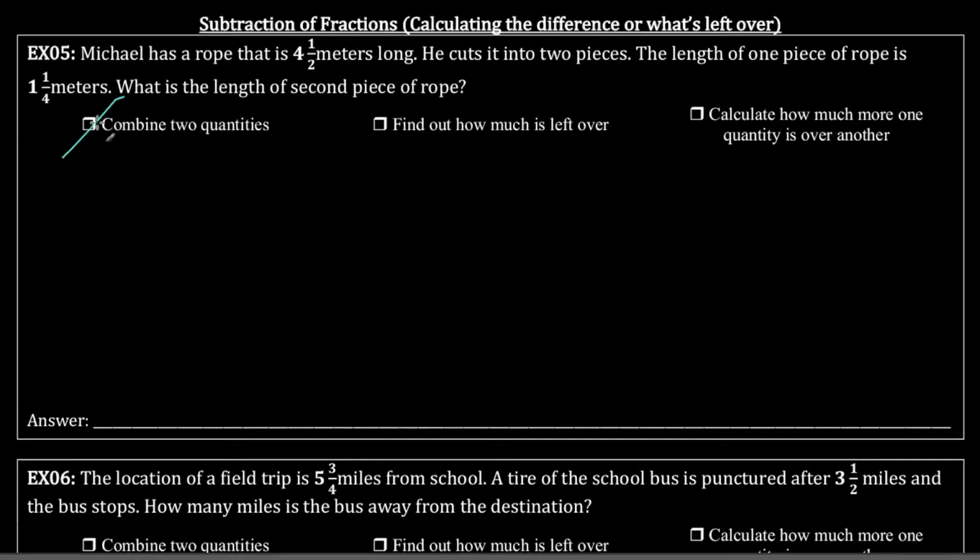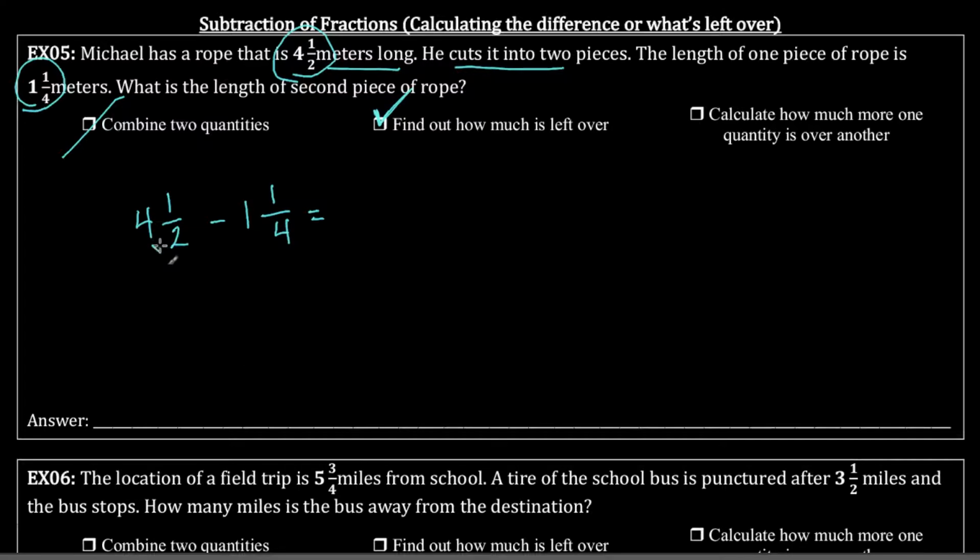So we're not combining anything here. Like we have this rope, and then you cut it off, and then one of your lengths is this much. How long is the other one? So we're finding out how much of the rope is left over from that other piece, right? So this will work. It's not exactly, but it'll work. Always select one of these. So we had a rope that was 4 1/2 meters long, and one of them was 1 1/4. So we're going to take that away to figure out how long the other piece is.